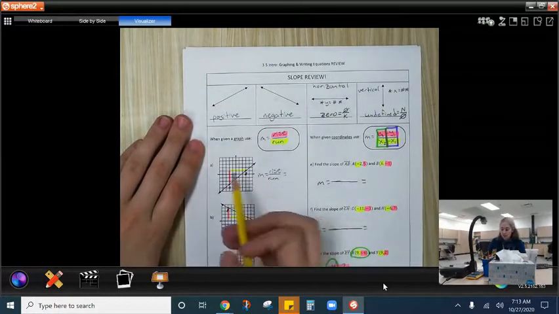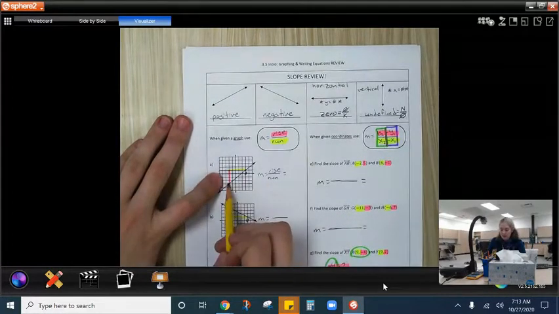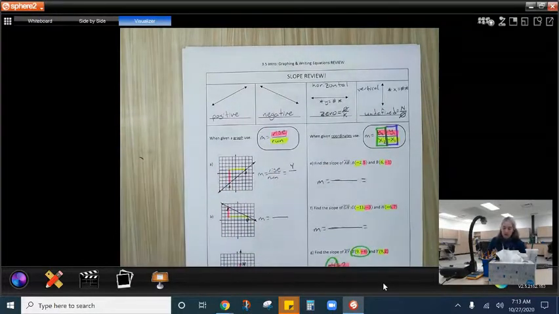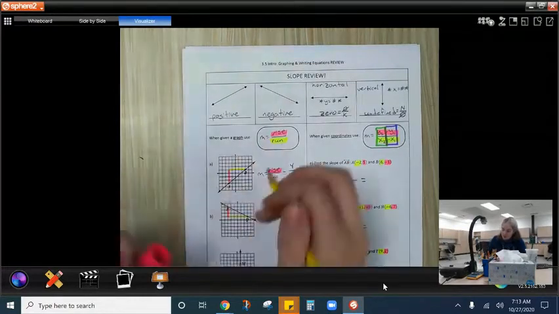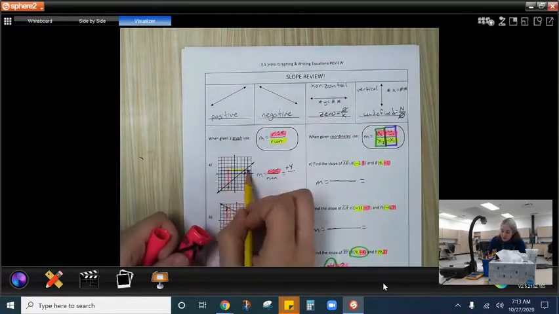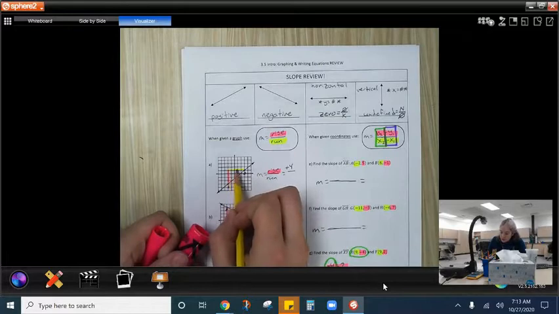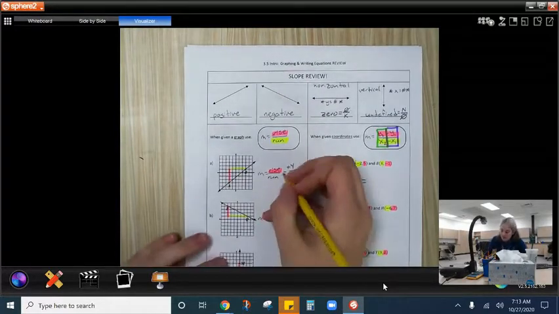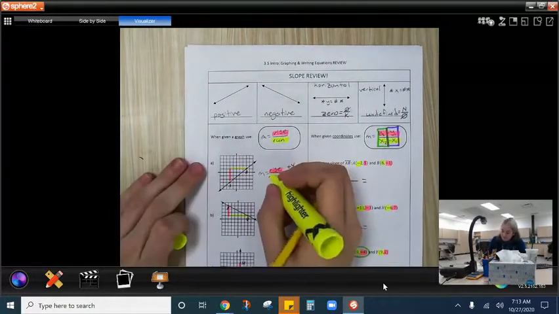I've already highlighted them, so we can see from A to B, I am rising by 1, 2, 3, 4. 4 is my rise. And I am going up, so that's a positive 4. And then I am running to the right, 1, 2, 3, 4, 5. I am running to the right 5, and that's again a positive.